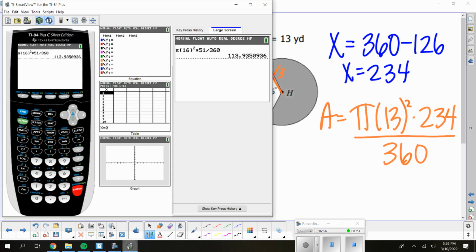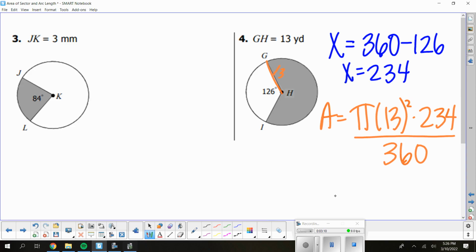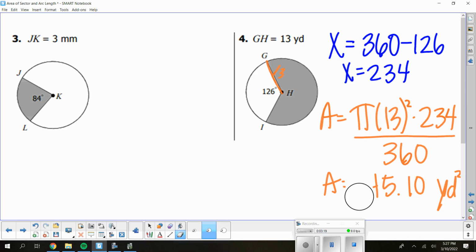So typing that in, pi times 13 squared times 234, all over 360. That gives 345.10, and this is yards squared. Sorry, that's a 3. All right, so you guys go ahead and pause the video and try number 5 on your own.